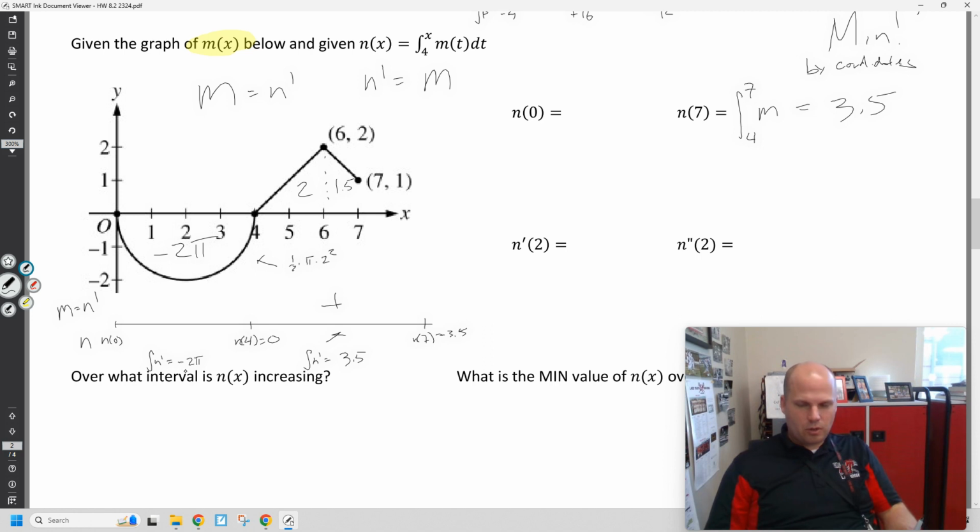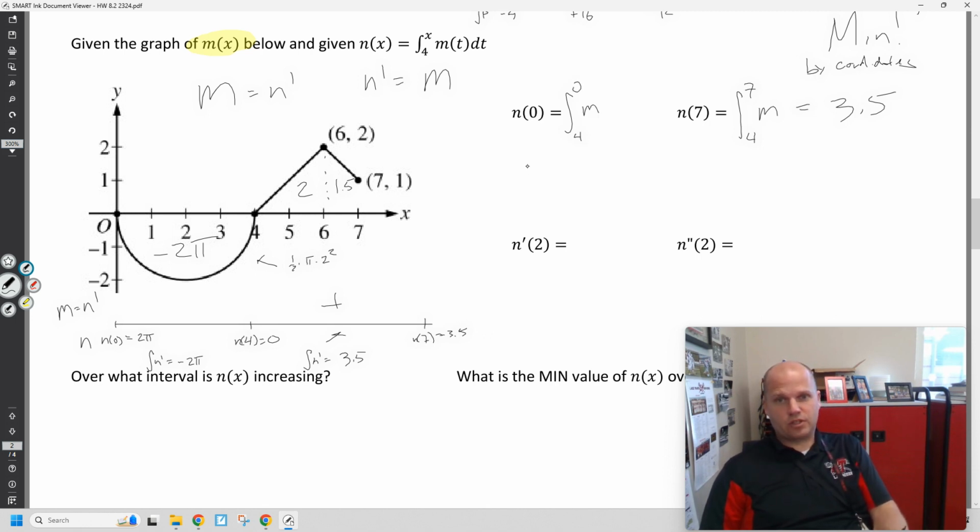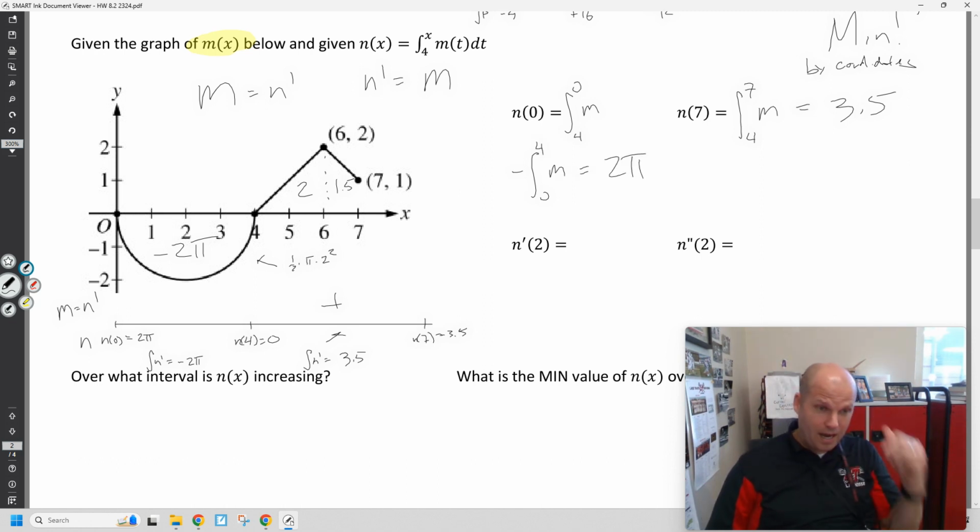If I were to go backwards, it would give me minus a negative 2 pi or plus 2 pi at 0. If I were to find this accumulation from 4 to 0, I'm going backwards. It's the opposite of the accumulation from 0 to 4. So that's positive 2 pi.